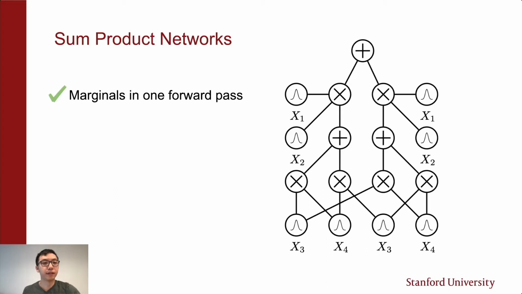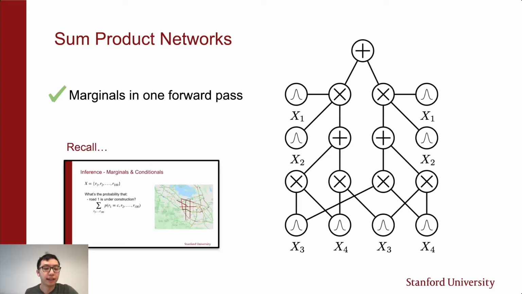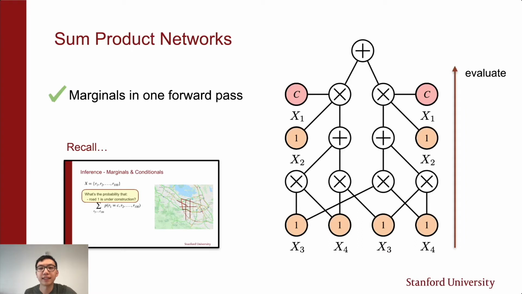So recall earlier, we were looking at the toy example over roads, and we were asking the question, what's the probability that road 1 is under construction? To answer this question on a sum product network, we simply set the variable x1, representing road 1, to the value that we want, which is under construction. And to marginalize out all the other variables, we set all of them to the constant 1, and evaluating this network in one forward pass gives us the answer to our marginal query.